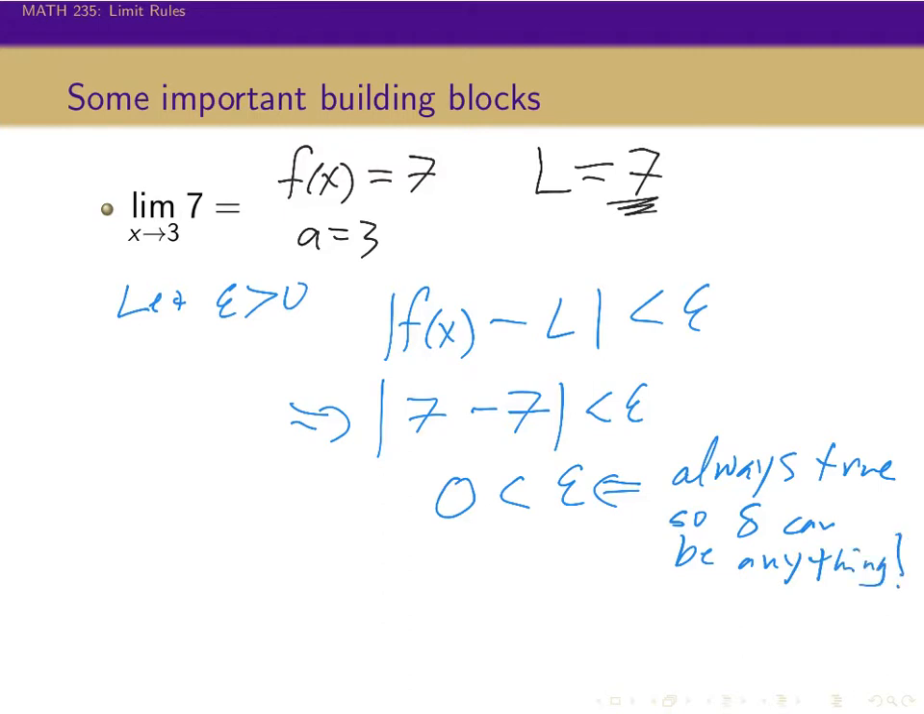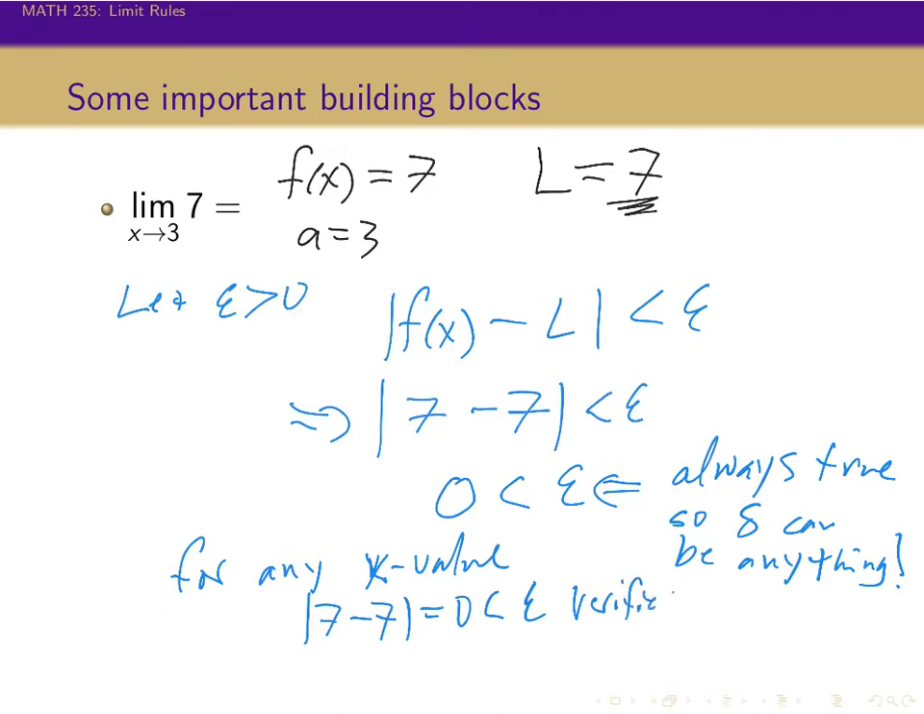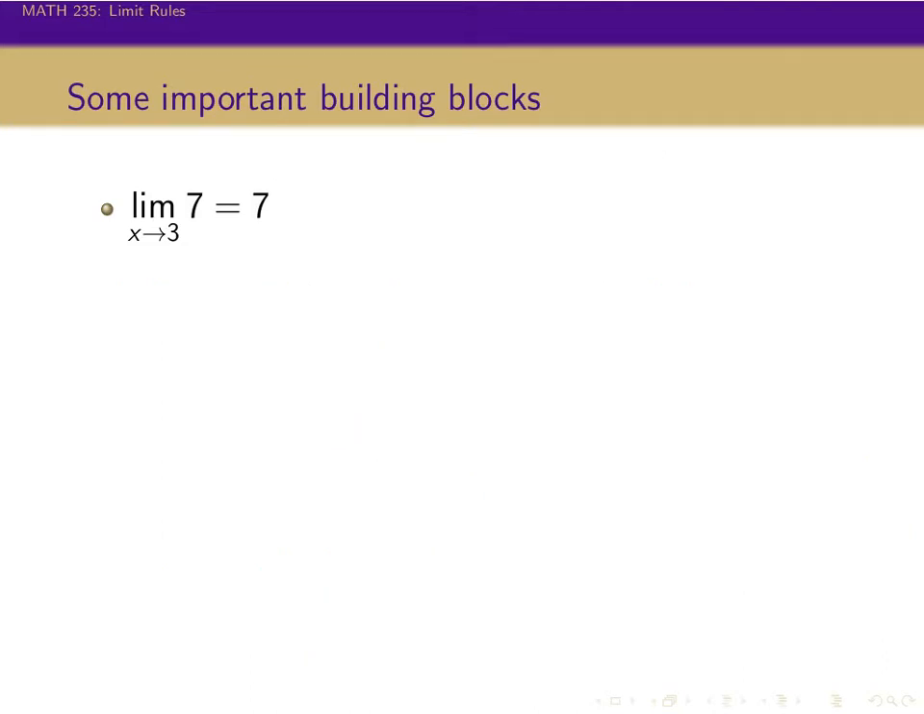So what this means is that for any x value, the distance between 7 and 7 is equal to 0, which is less than epsilon. And so delta can be anything. And so this tells us that the value of this limit is 7. And so this verifies that L equals 7.